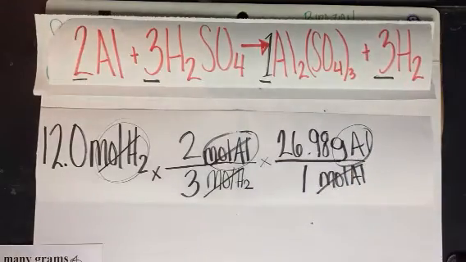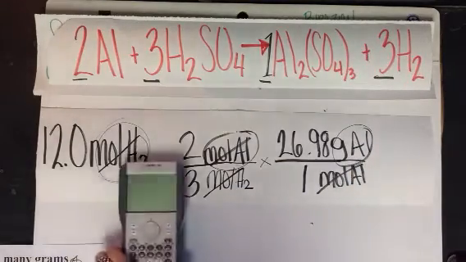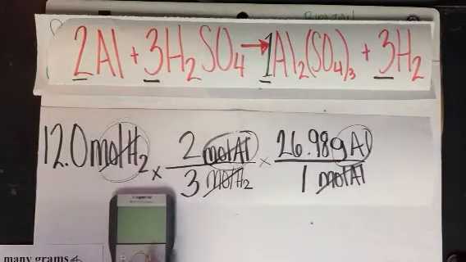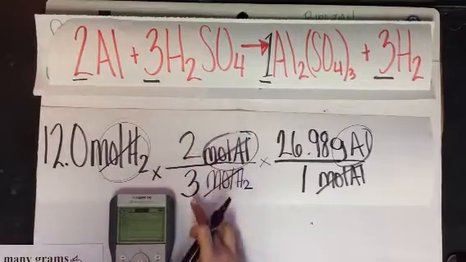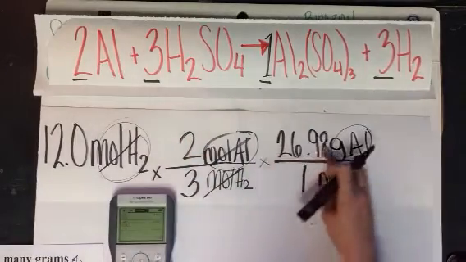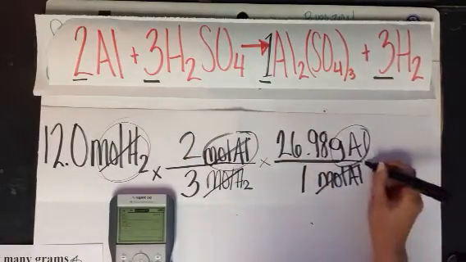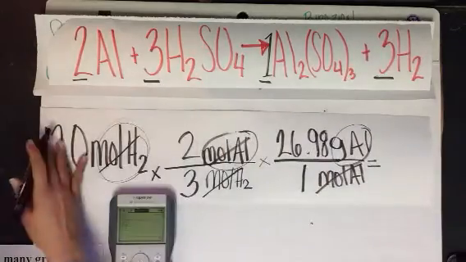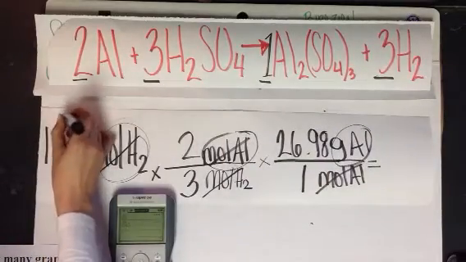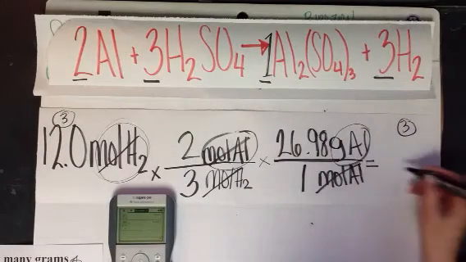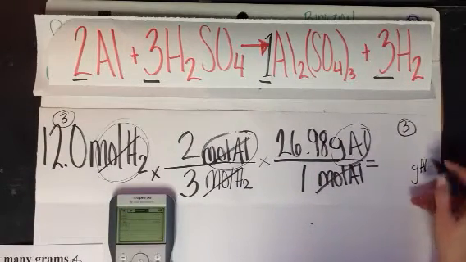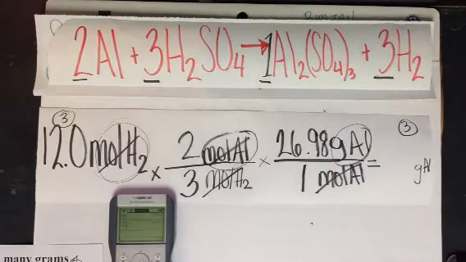So now all I want to do is take my calculator and plug this in. So take a second and do that now. 12 times 2 divided by 3 times 26.98 divided by 1. Always look at your given for sig figs. 1, 2, 3 sig figs. And please write an answer with 3 sig figs. Don't forget the units, grams of aluminum. This is where you need to stop and calculate.